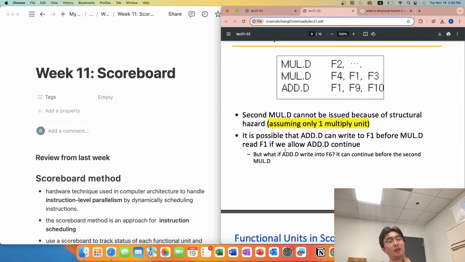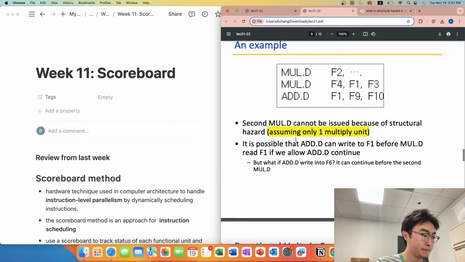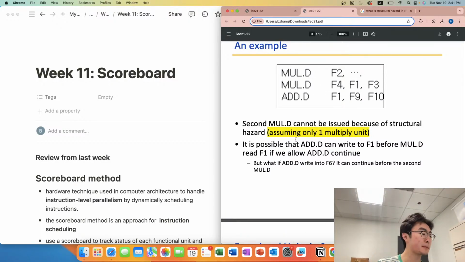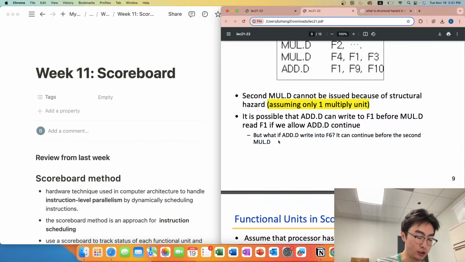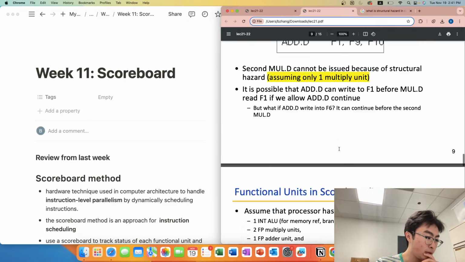That add.d can write to f1 before mult.d, if we allow add.d to continue. Okay, I see. Yeah, so that's right after read, and then this will read something that is written by add.d. So I think this comment is just to show that if there's no data hazard, then this add instruction can just execute whatever and whenever.